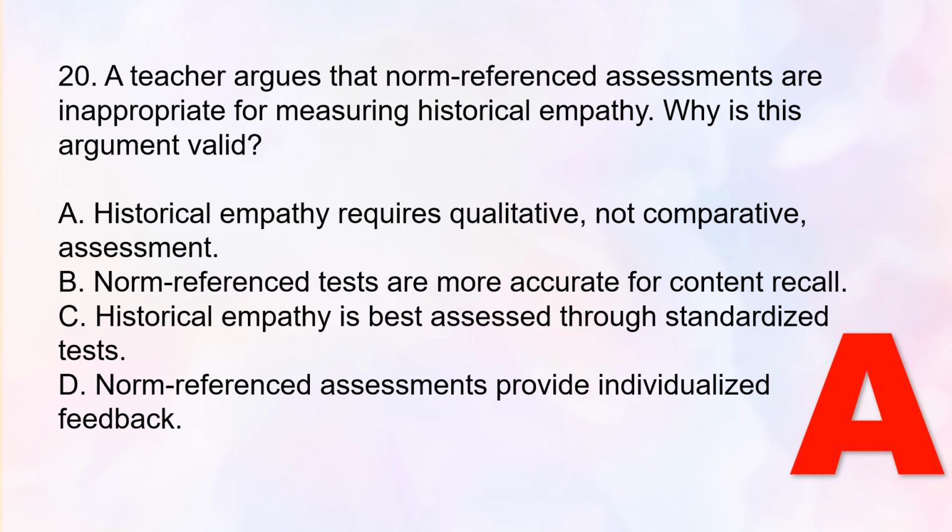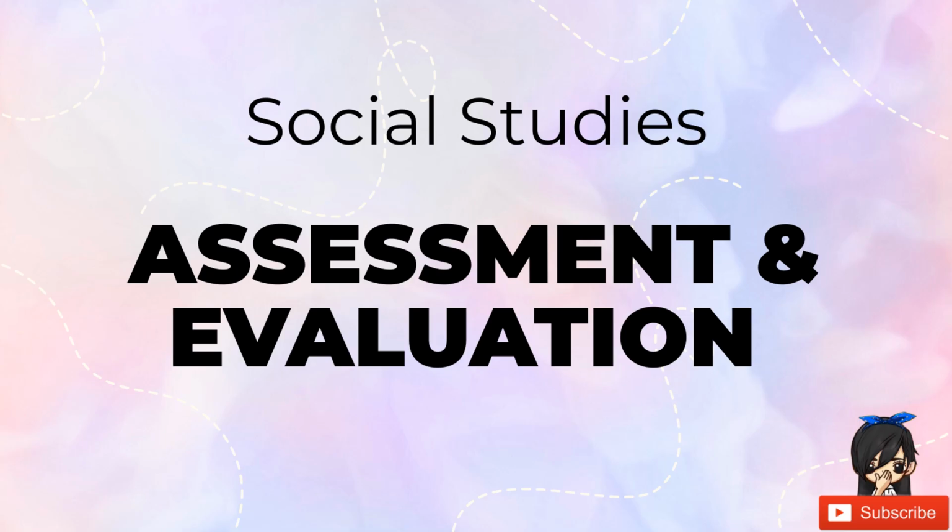For letters B and C, these are incorrect because standardized tests do not measure empathy effectively. For letter D, norm reference tests compare students rather than providing detailed feedback. So only letter A is the best answer.